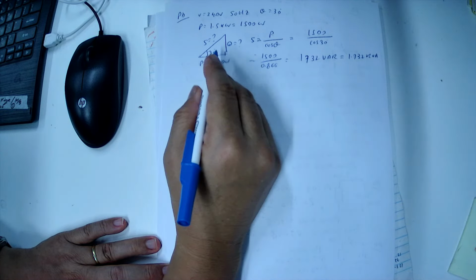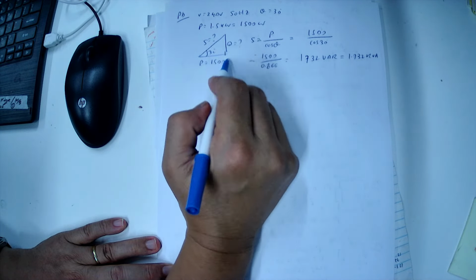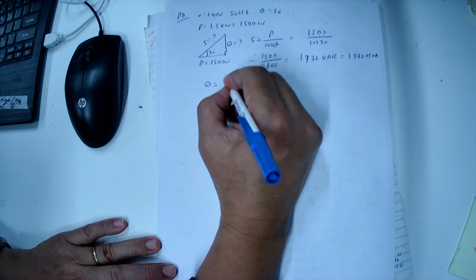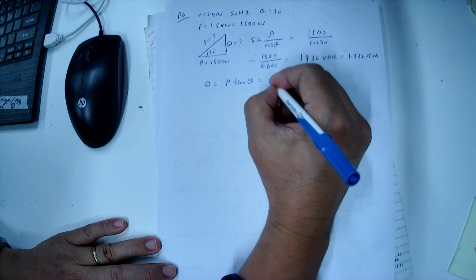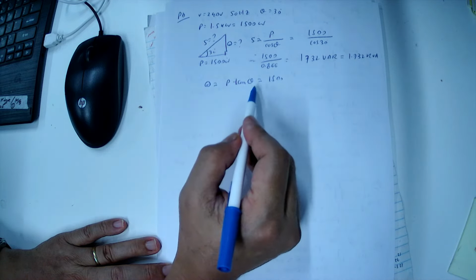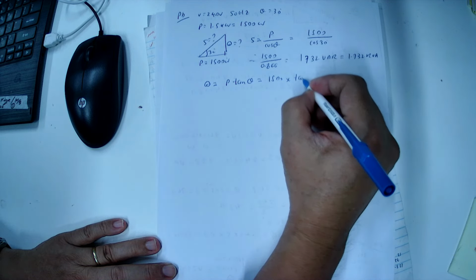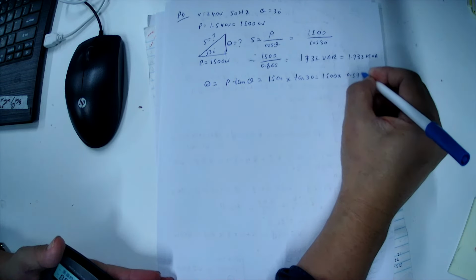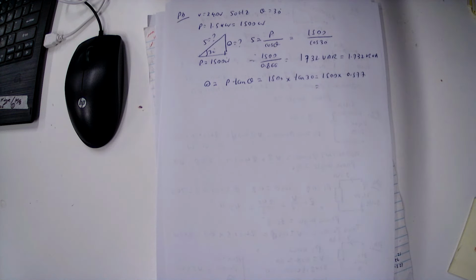We also need to calculate the component Q. Q equals P tangent theta, because we need the opposite side, which can be calculated from the adjacent side and tangent theta. So the P value is 1500, tangent 30 degrees. Tangent 30 is 0.577, so multiplying 0.577 by 1500 we get 866 var. So if you know the angle and the active power, you are able to calculate the apparent power as well as the reactive power.